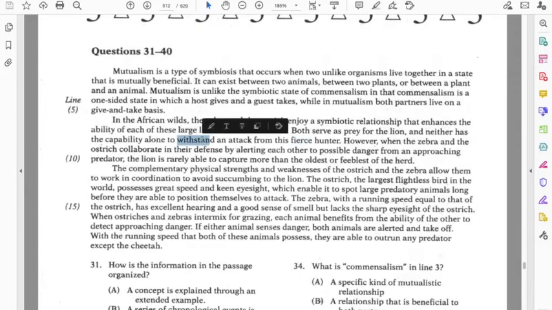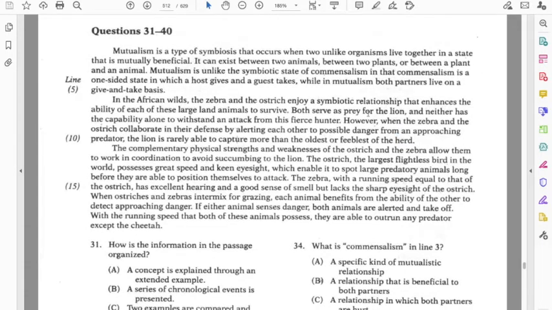Again, some words most test takers will be unfamiliar with or only have a kind of far away or indirect knowledge of. However, when the zebra and the ostrich collaborate in their defense by alerting each other to possible danger from an approaching predator, the lion is rarely able to capture more than the oldest or feeblest of the herd, right? Okay. So these animals are talking to each other.